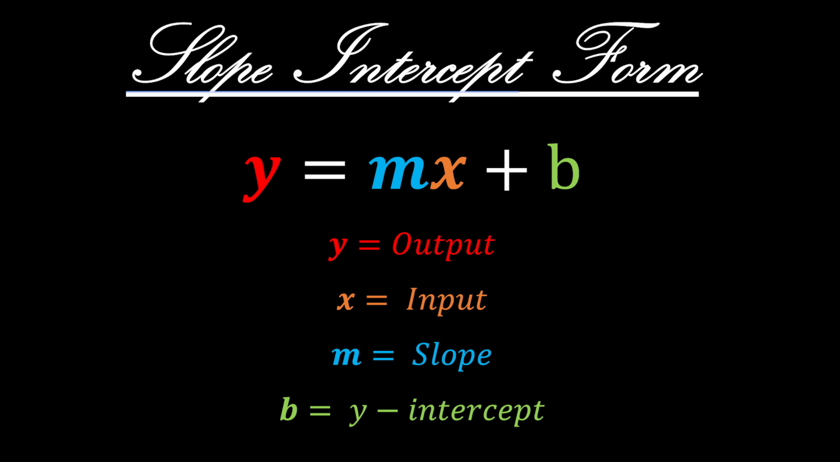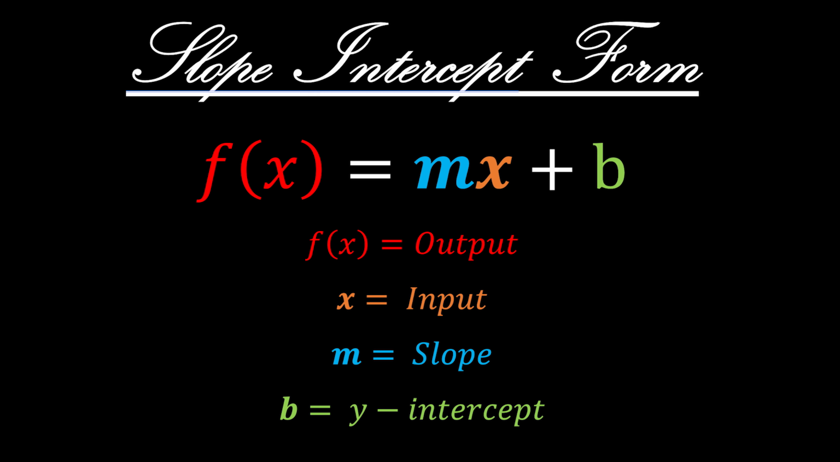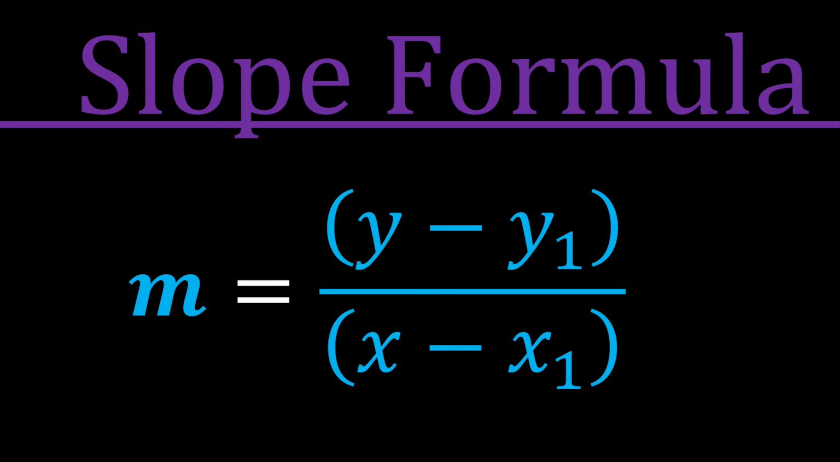For a linear equation, y is the output, m is the slope, x is the input, and b is the y-intercept. We've learned that another name for y is f of x, since y is the result of x being transformed by the function f. So we can write our linear equation like this. Let's try to generalize the slope formula using our new notation.